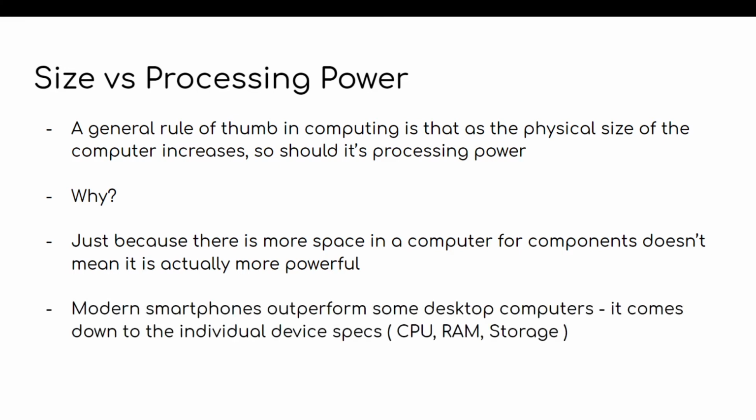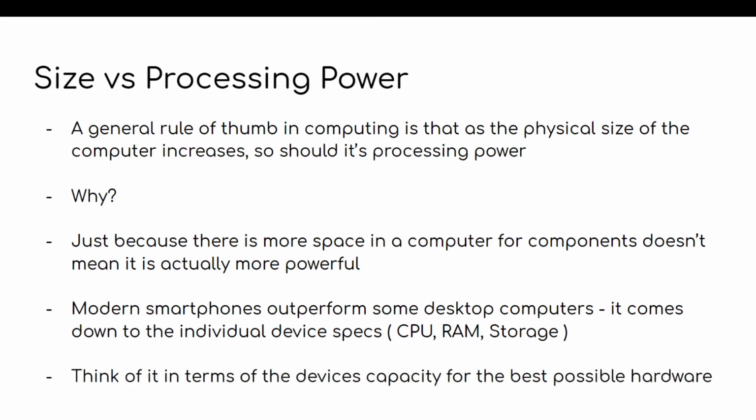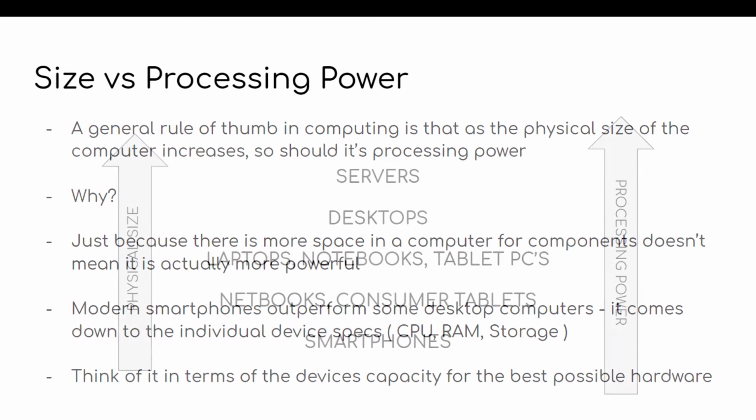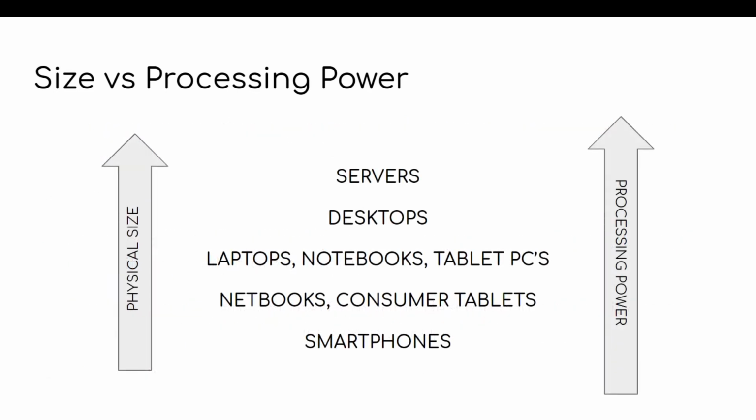And it's worth noting, as I'm saying, modern smartphones do outperform some desktop computers. It comes down to the individual device's specs though: the RAM, the storage, the CPU. It all comes down to these three things. You can think in terms of the device's capacity for the best possible hardware. So here's the diagram I'm going to go with.